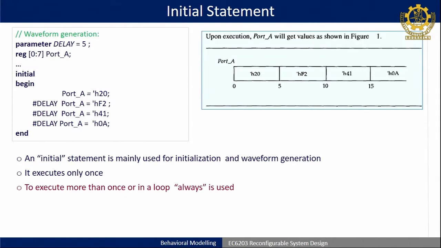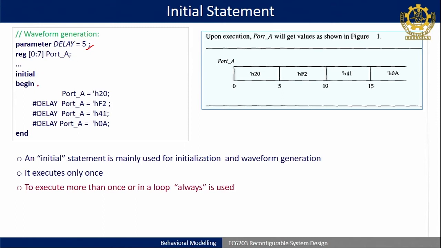Then, before going to always, here is another simple example of how to generate a waveform using the initial statement. As the waveform is in vector form, we have shown the results in vectors here also. We have taken a delay parameter of 5, and port A is a vector of 8 bits, then initial.